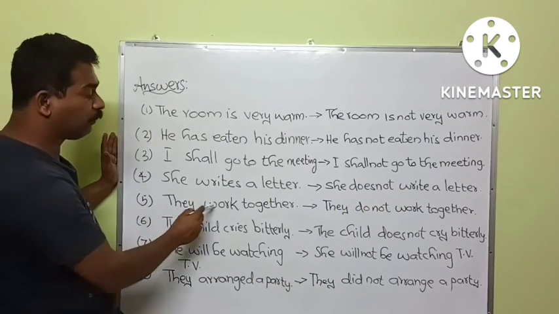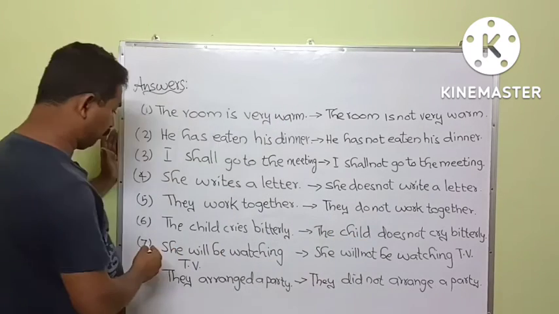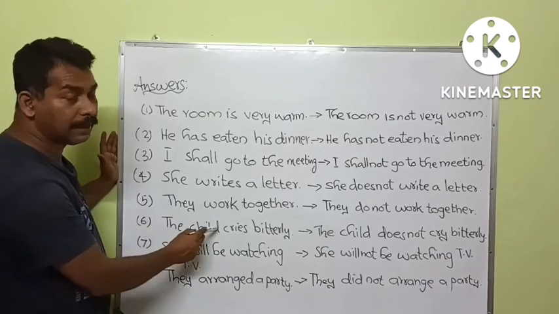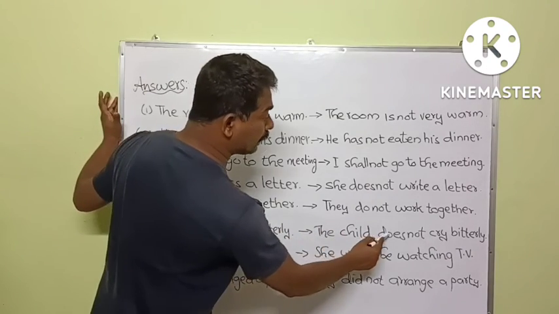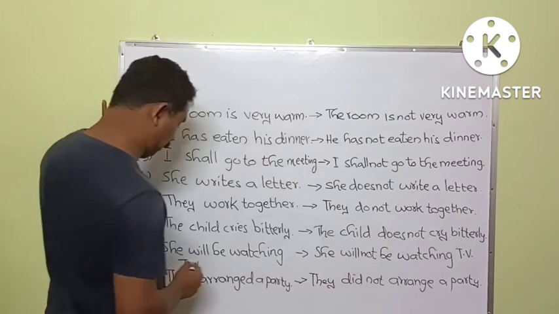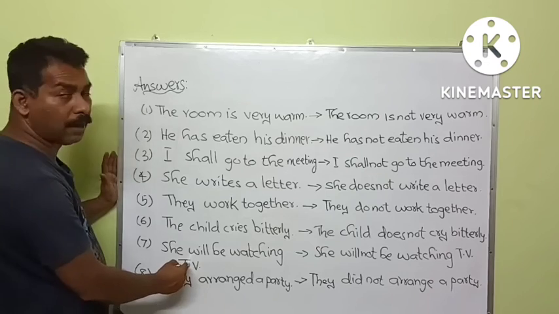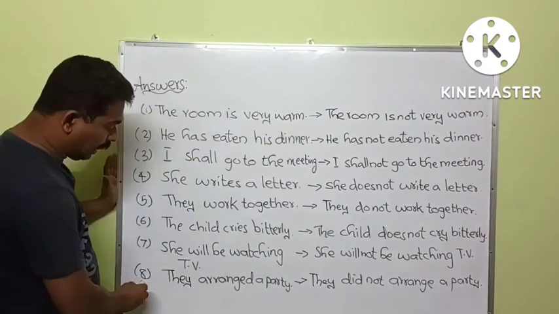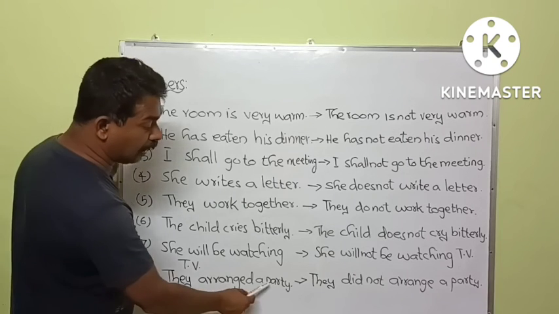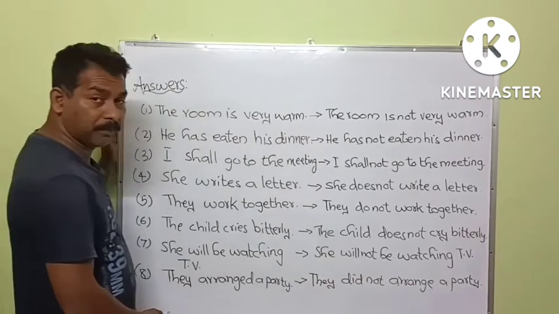Fifth one, they work together. Answer, they do not work together. Sixth one, the child cries bitterly. Answer, the child does not cry bitterly. Seventh one, she will be watching TV. Answer, she will not be watching TV. Eighth one, they arranged a party. Answer, they did not arrange a party.